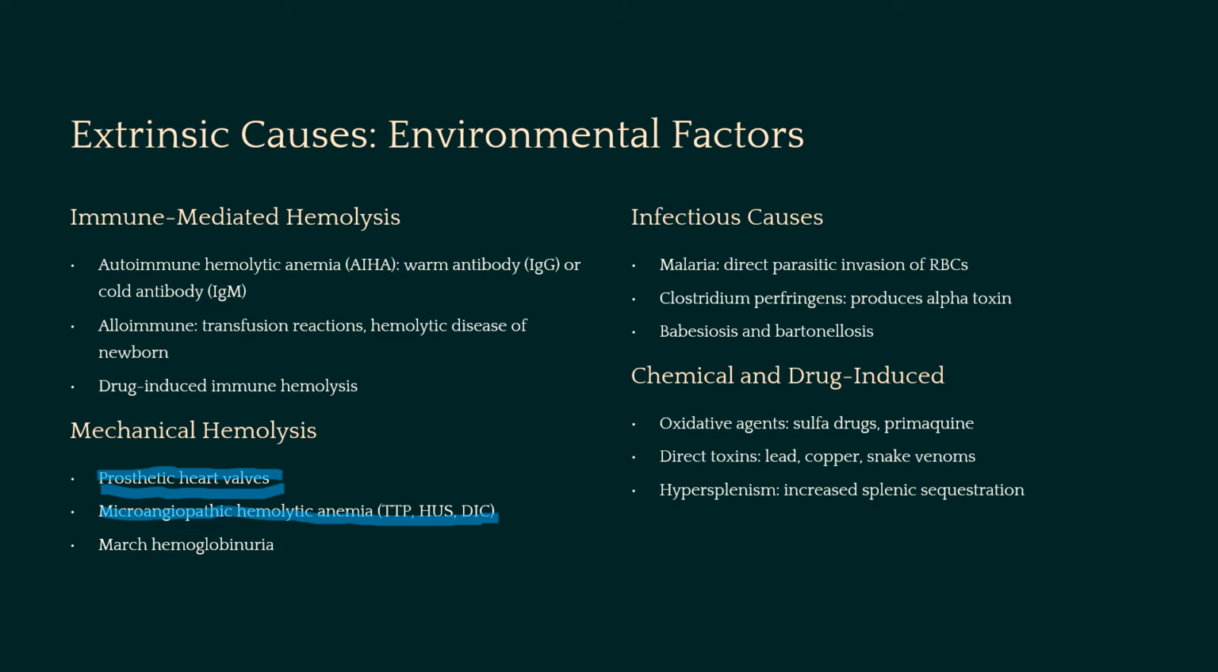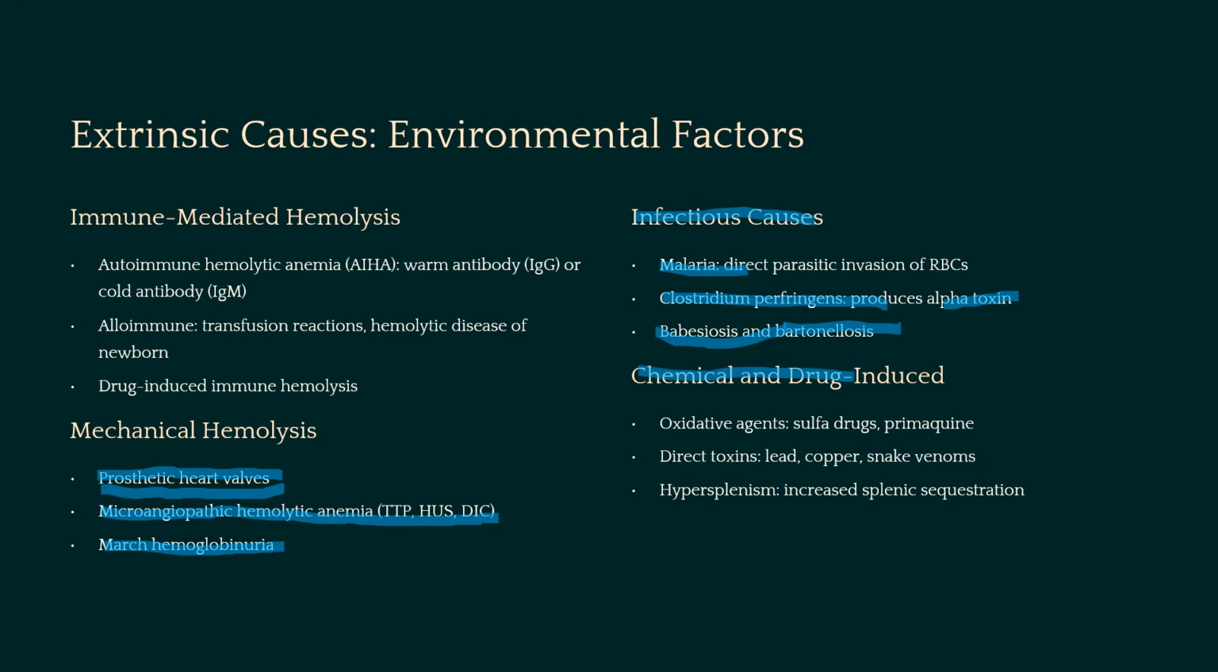Then march hemoglobinuria, where the hemoglobin comes directly into the urine because the kidney directly filters the excess amount of hemoglobin from the circulation. Next, infectious causes. Number 1 is malaria, direct parasitic invasion of the RBC. Next, Clostridium, that produces alpha toxin in the body. Then babesiosis and bartonellosis. So these are the infectious causes which directly affect the RBC, and the RBC breaks down, which is called hemolysis, and the hemolytic anemia occurs.